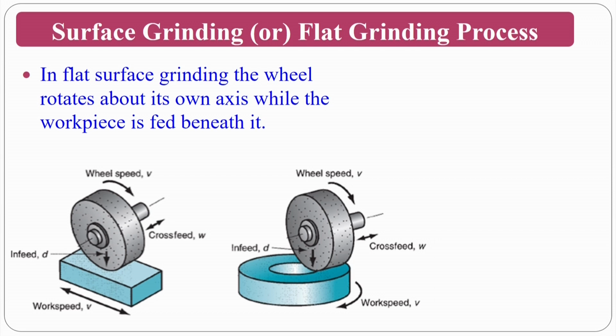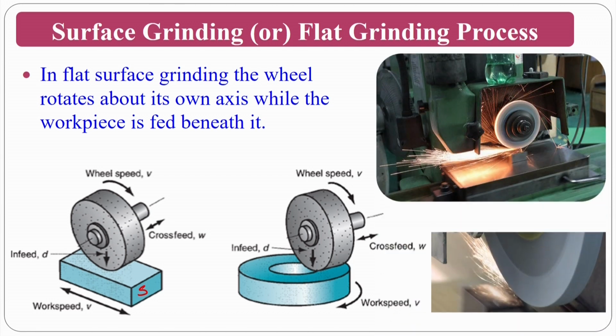If you see this, the surface is there and the wheel is there. The flat surface grinding wheel rotates about its own axis while the workpiece is fed beneath it. That means it is fed beneath the grinding wheel and it will grind only the surface. You can clearly see here how, because of the high speed, the surface is getting machined and we get very perfect flat surfaces. For perfect flat surfaces, normally you can go for surface grinding operations.